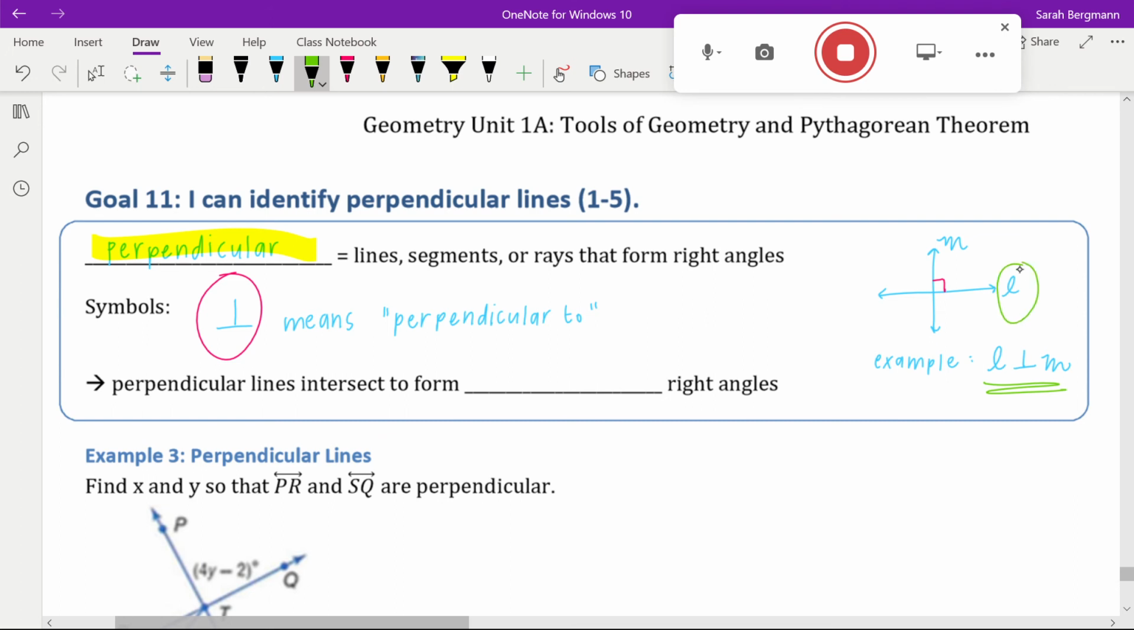I see that line L and line M are intersecting lines, and they're forming a right angle, which is shown by this red square in the corner. That's why I can say line L is perpendicular to line M. See if you can figure this out. Perpendicular lines intersect to form blank how many right angles? If you said 4, you are correct. Perpendicular lines intersect to form 1, 2, 3, 4 right angles.